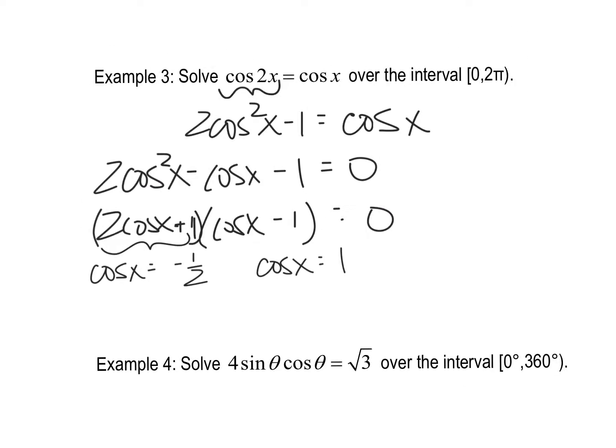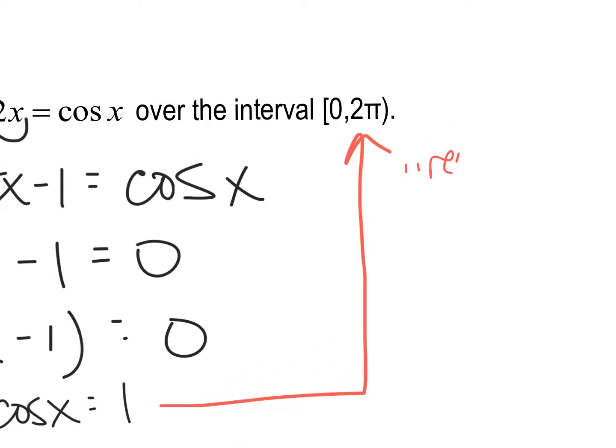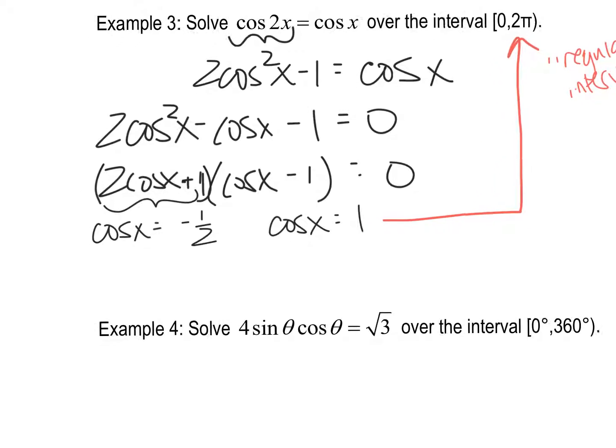Okay, so let's talk about the interval. In this case, this is regular x. This is also regular x. When I solve these, I am looking on the regular interval 0 to 2 pi. This is not x over 2 or anything different, so I do not have to cut this interval in half. So I'm just going to use this regular interval for this problem, because it's just regular x. It's not x over 2.